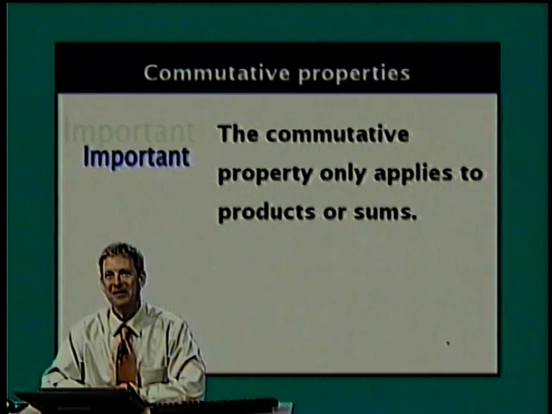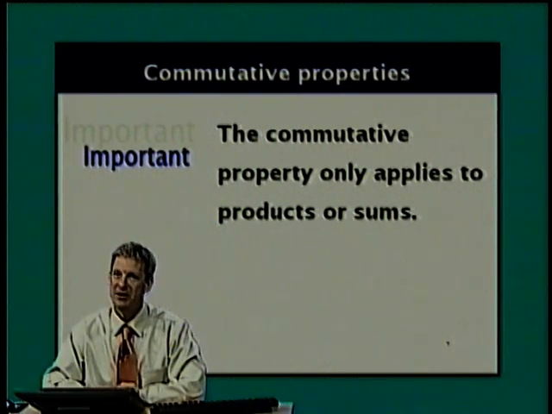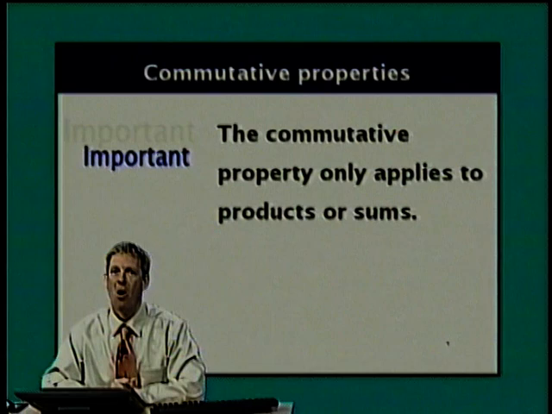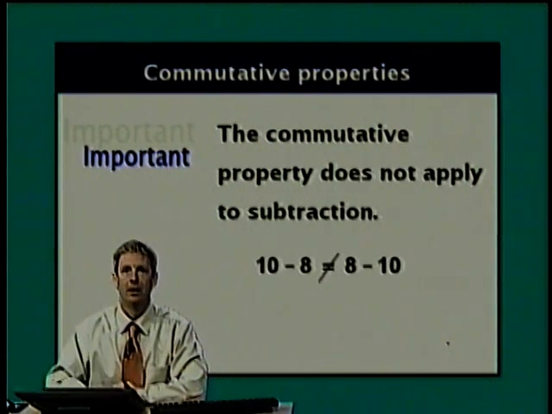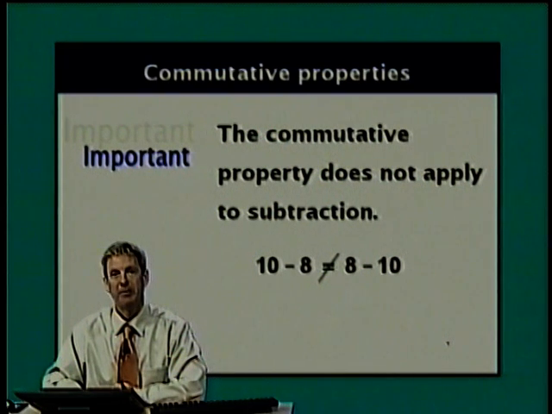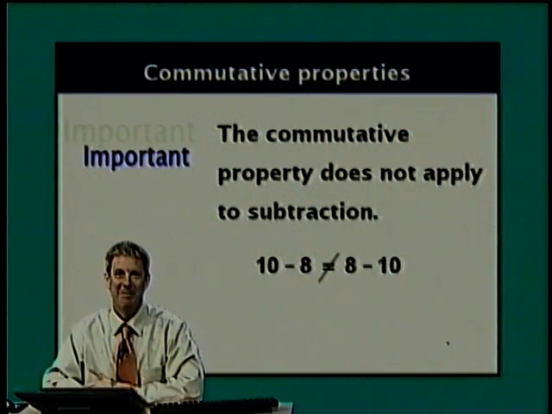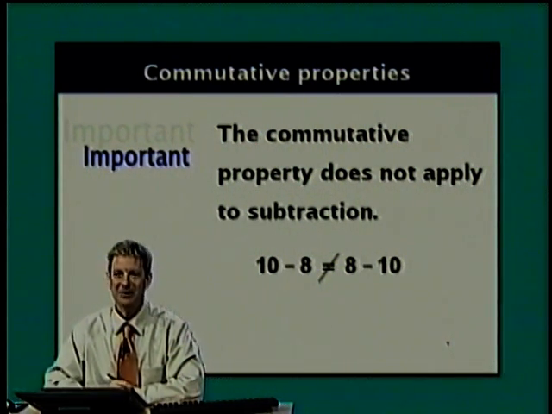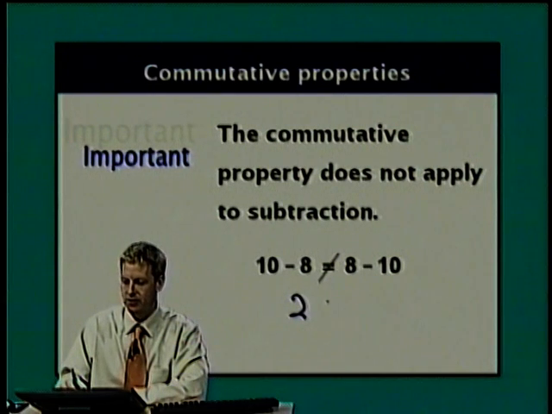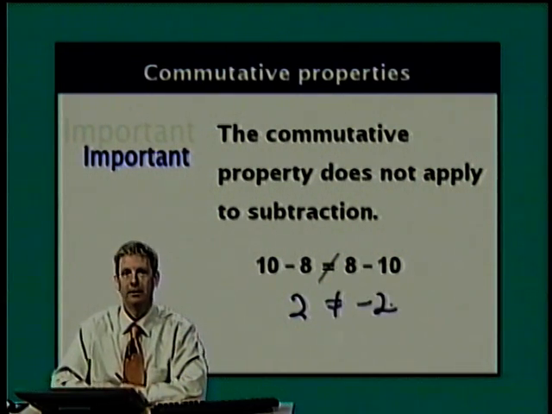Just like with the associative properties, it's important that you remember that the commutative property only applies to products or sums. If we try to apply the commutative property to subtraction, everything goes kerplunk. 10 minus 8 and 8 minus 10 are not equal to each other because 2 does not equal negative 2.